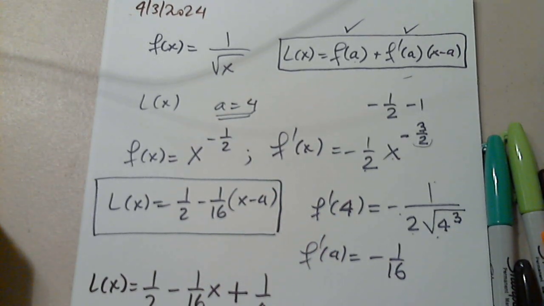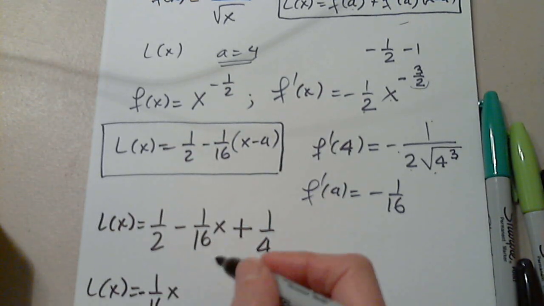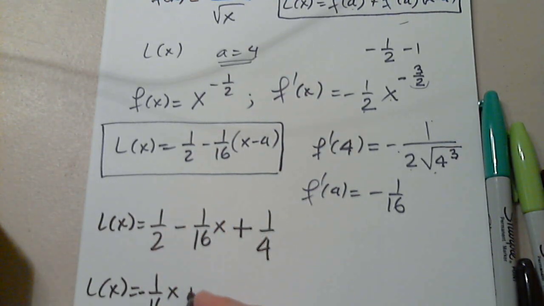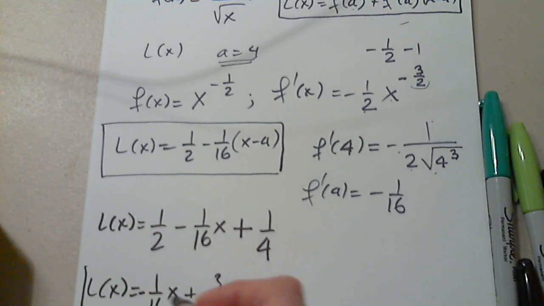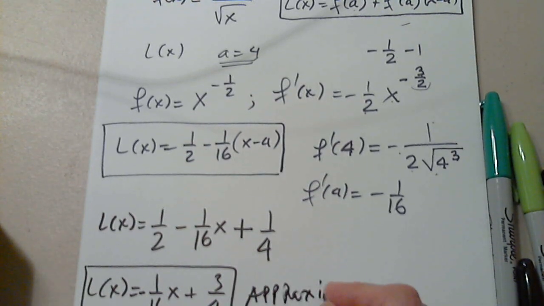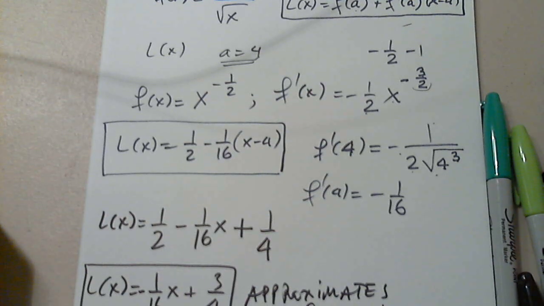I continue with L of x, which is 1/2. Sorry, I have to put negative 1 over 16 first. Negative 1 over 16 times x, 1/4 plus 1/2, right? 1/2 plus 1/4, obviously, is 3/4. This is final. What does this mean? This function approximates the original function f of x equals 1 over the square root of x at a equals 4. We say near, basically. Near a equals 4. Not too far from 4. That's it. That's the linearization.